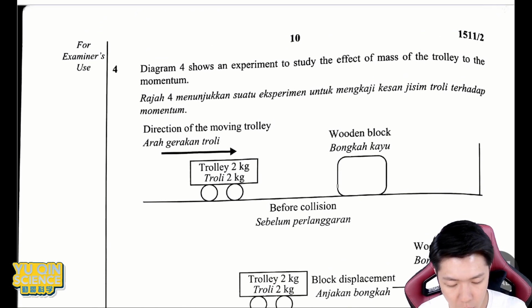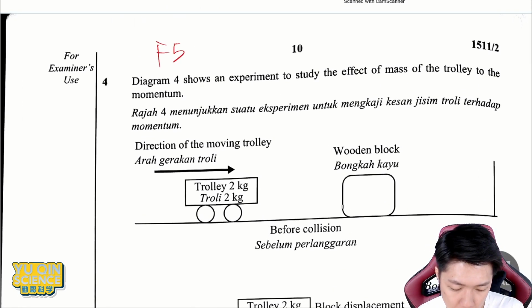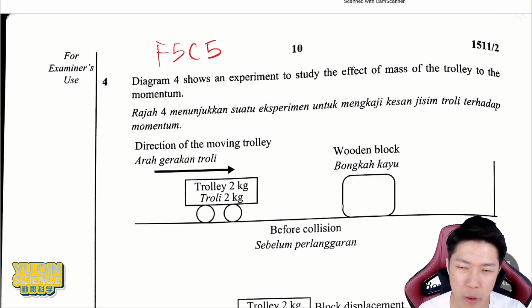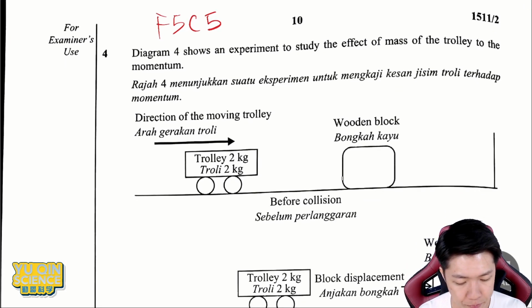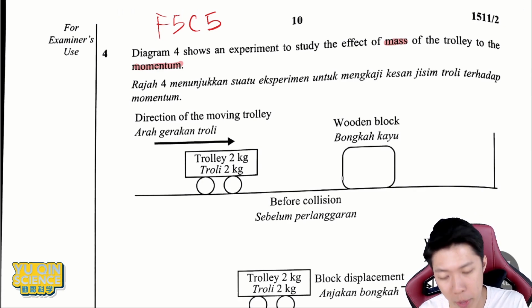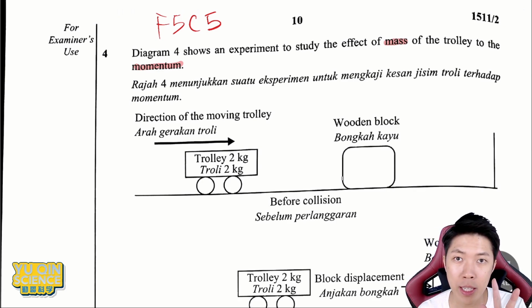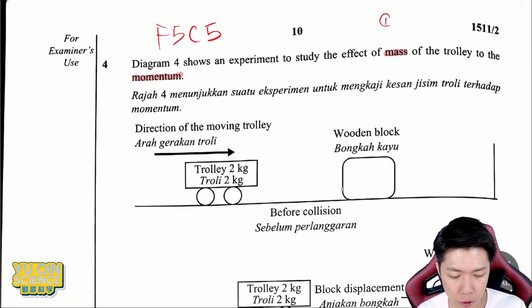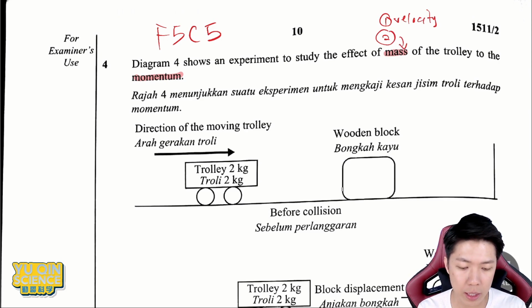Number 4. Oh, Form 5, Chapter 5. Motion. Very important chapter. You must know. Very important chapter. Make sure you're okay with the chapter. Okay. Diagram 4 shows an experiment to study the effect of mass on momentum. Yeah, momentum. So the two factors that are affecting will be number 1, velocity. Number 2 will be mass. Okay, two factors. So obviously for this question, we are only testing on mass.